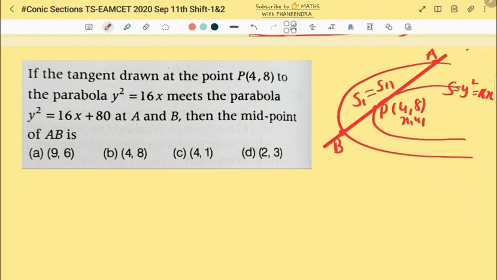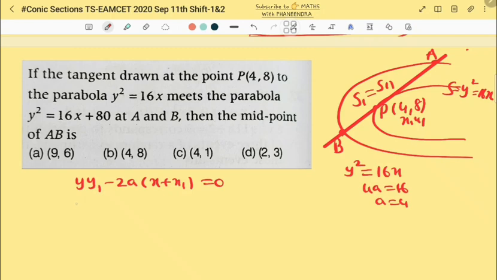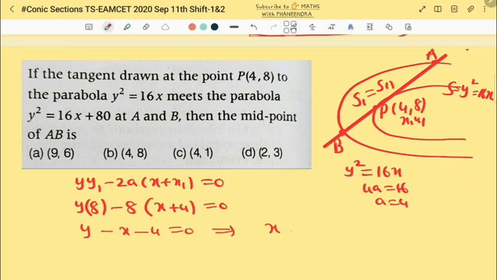S is equal to parabola. So first calculate the tangent equation. What is the tangent equation for the given parabola? The tangent equation is y1 minus 2a into x plus x1. For the given parabola y square is equal to 16x, 4a is equal to 16, a is equal to 4. x1, y1 is there. So y into 8 minus 2 into 4, x plus x1 value 4. So 8 take common and cancel. y minus x minus 4 equal to 0. That implies x minus y plus 4 equal to 0. Keep it as equation number 1.